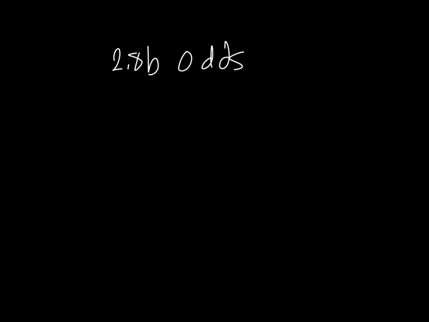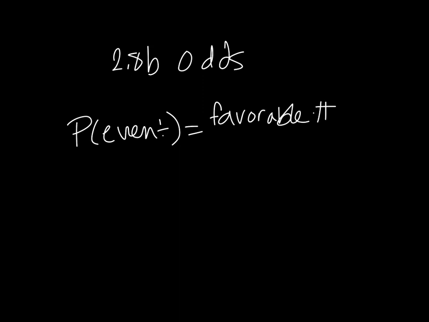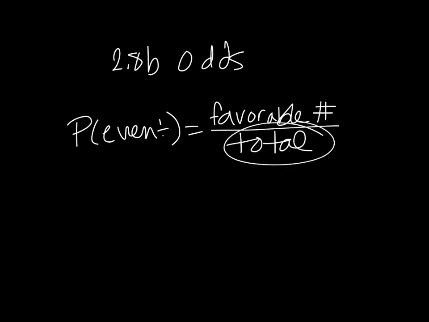So do you remember when we talked about probability? We said the probability of an event is the favorable number on top over the total on bottom. Okay? Well, that is probability.